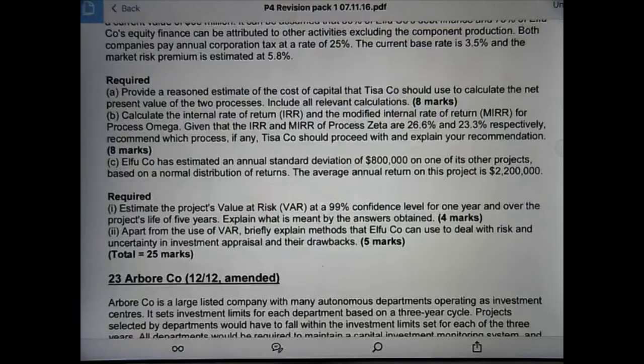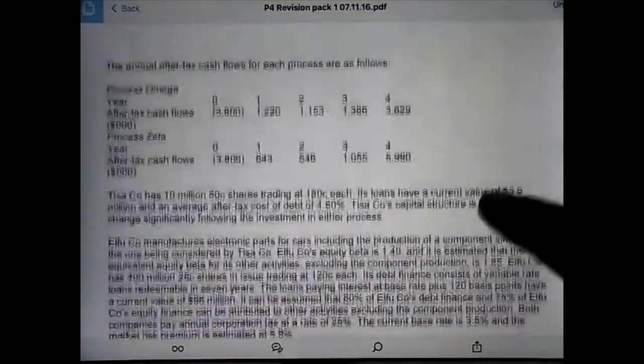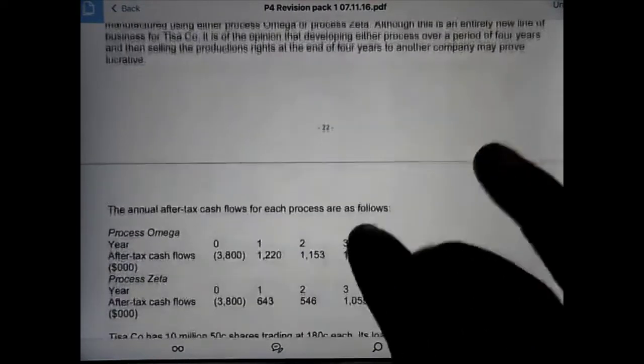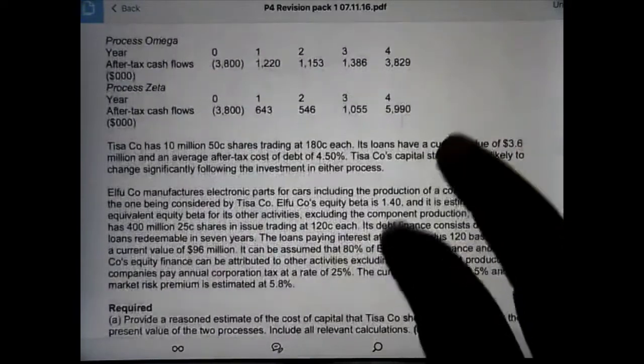Apart from use of VAR, briefly explain methods Alpha could use to deal with risk and uncertainty in investment appraisal and their drawbacks. Now this is a standard question from your current examiner. Okay, so your examiner writes like this. Now have a go at the question first, see what you can do.